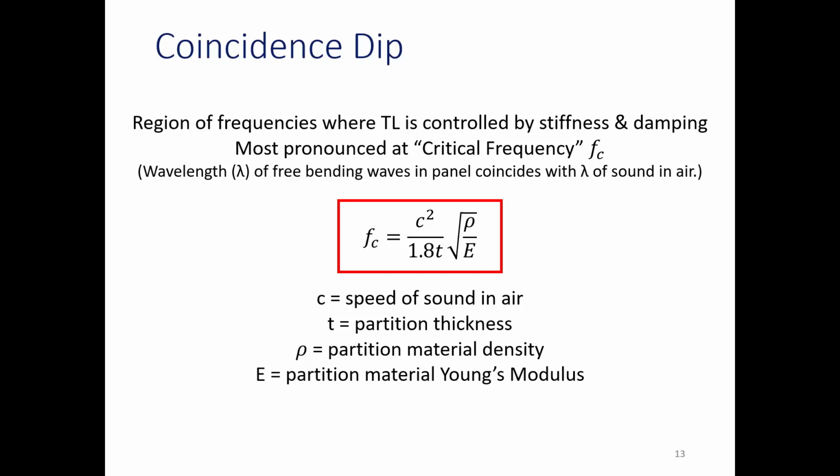So this is most pronounced at the critical frequency. This is a resonance frequency. That resonance occurs where the wavelength of the free bending waves in the panel coincides with the wavelength of that sound in the air that's incident on it. We calculate that with this equation here. We have the speed of sound in air squared over 1.8 times the partition thickness. And then we have the partition material density over the Young's modulus, and we take the square root of that. So that gives us the frequency in hertz.